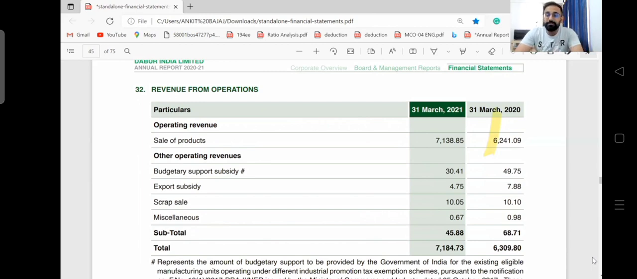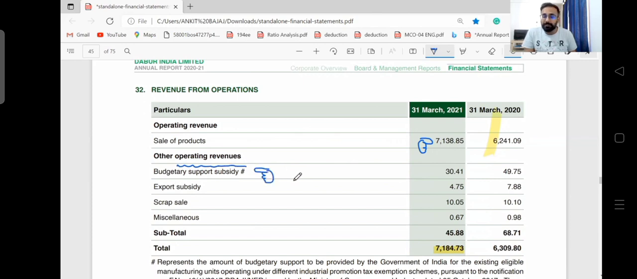So if you want to see from where the company is generating revenue, here you will get the detailed information. We have seen that the total sales revenue of the company is 7,184, right? Now, if you see here, their operating revenue, that is sale of products, is 7,138 crore rupees. They are earning from their sale of products, that is 7,138 crore. Also, they are earning other operating revenues, that is budget support subsidy, right? So they are receiving a subsidy.